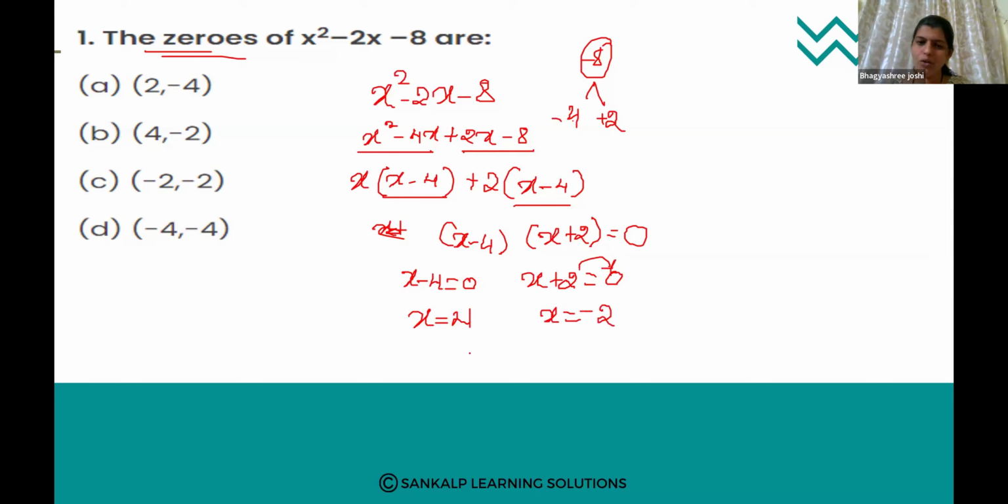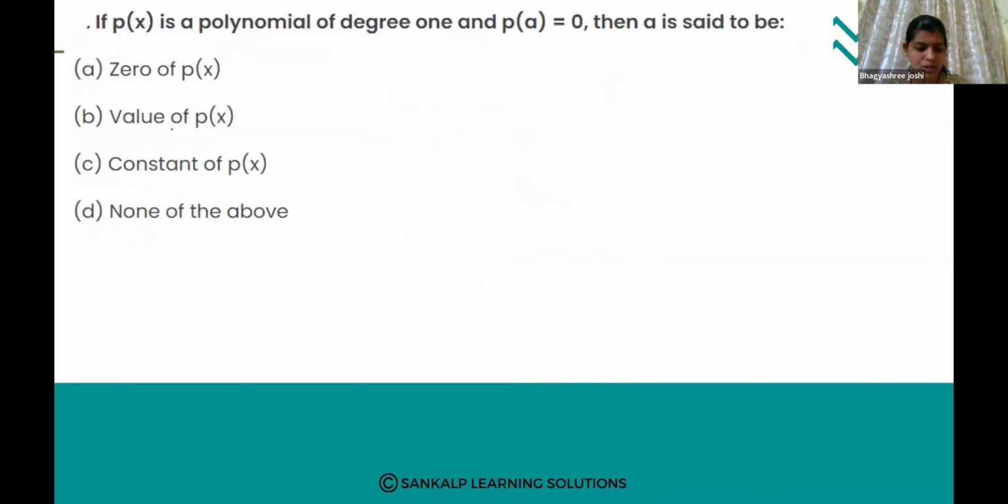Okay. Now you people tell me, zeros are 4 and minus 2. So which answer is right here? Yes. Option B. Option B. Yes. Okay. 4 and minus 2. This one is the right answer. Option B is right. Have you understood? Next question.